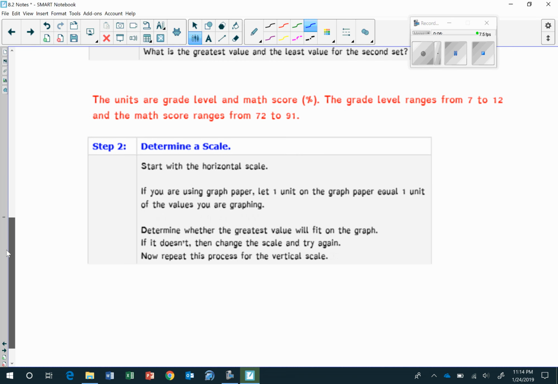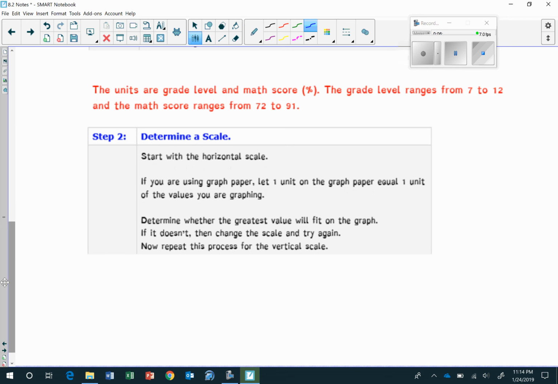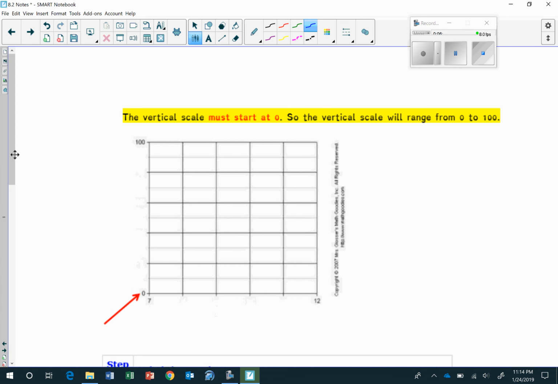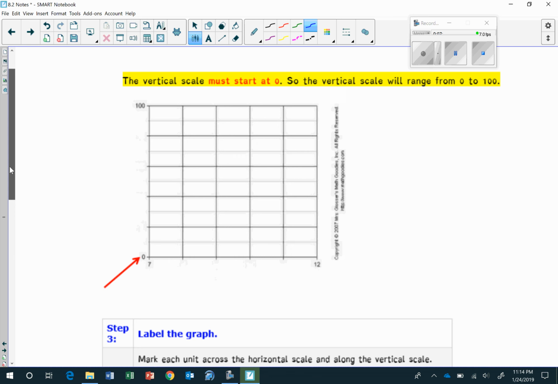So we need to determine a scale. So start with the horizontal scale. If you're using graph paper, let 1 unit on the graph paper equal 1 unit of the values. Determine whether the greatest will fit on the graph. If it doesn't, change the scale, then repeat for the vertical scale. So before you actually plot anything, you need to get your scales down and make sure you can fit your highest values. It says the vertical scale must start at 0.